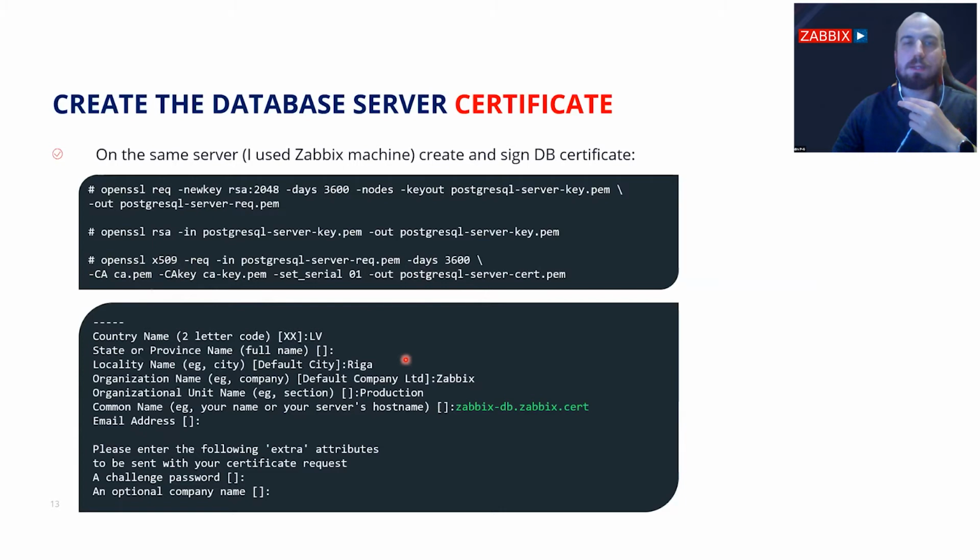Again, we will need to fill in all the data for who is basically receiving this certificate. As you can see, in this case the one who is receiving it and will be using it is the Zabbix database, our Postgres database. So we specify zabbix-db.zabbix.cert. And this is really important. Remember that we will use it later. We will get back to that. Since this will be our database server host name.